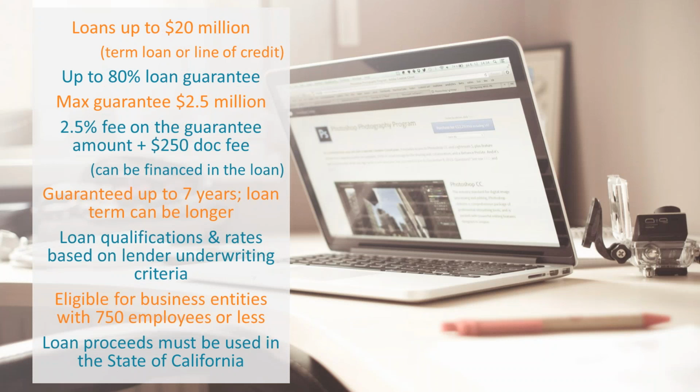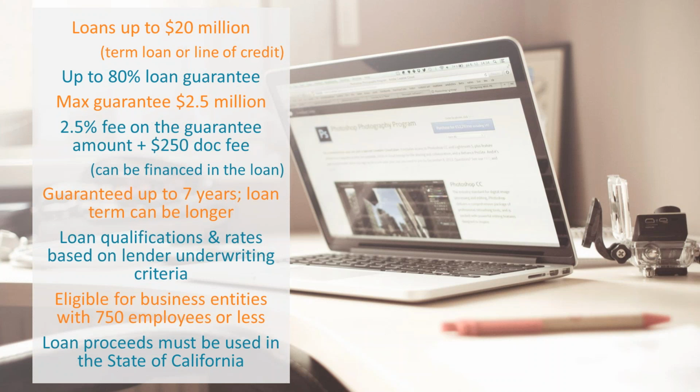So the loans that we make in this program are up to $20 million. That would be the loan size, and again, there's no minimum, and that would include term loans and lines of credit. The guarantee can be up to 80% of the loan. It doesn't have to be. It can be a lower amount of the guarantee. It just depends on what the lender and the FDC need from you. The maximum guarantee is $2.5 million.